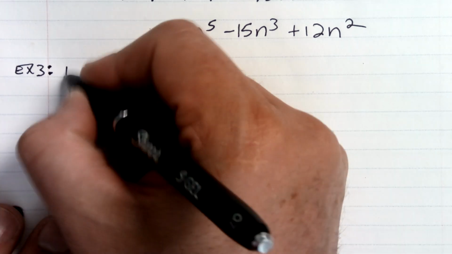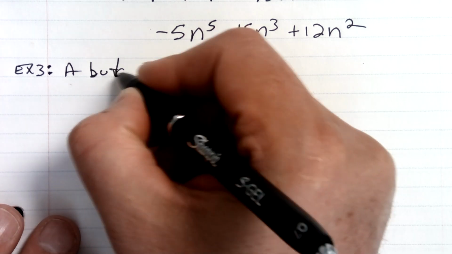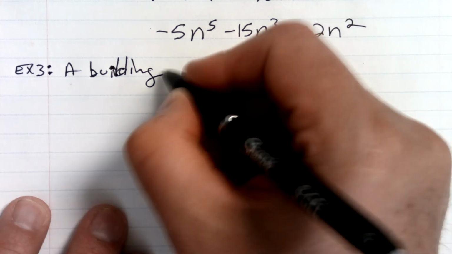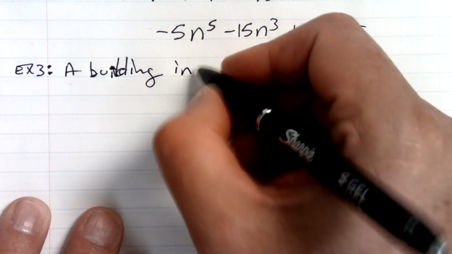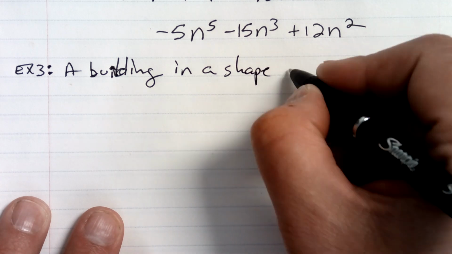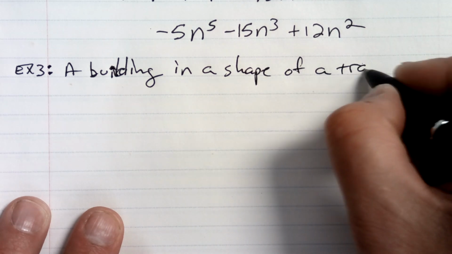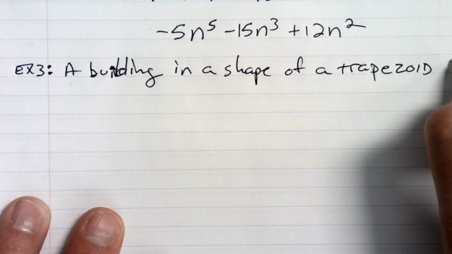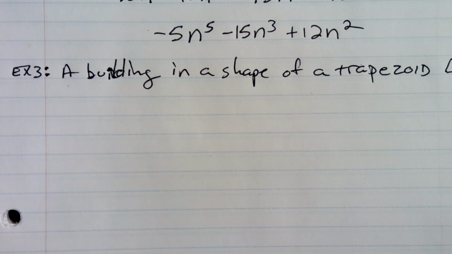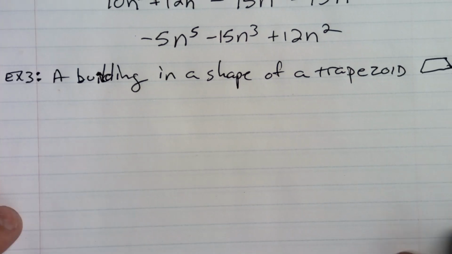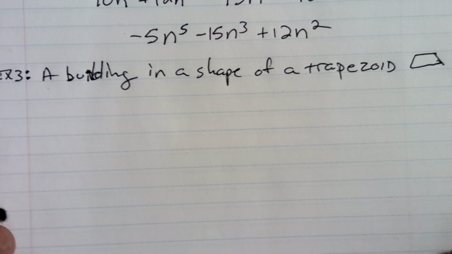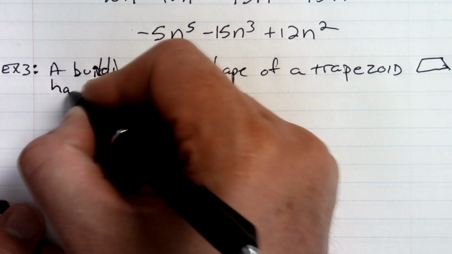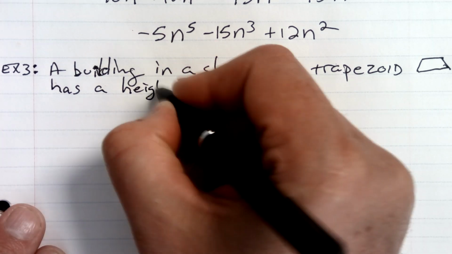This is example 3. A building, and I wrote that very sloppy, I apologize, in the shape of a trapezoid. Does everyone know what a trapezoid looks like? Yeah. Usually trapezoids look something like this. That's called a regular trapezoid. Oops, you can't see it. Hold on. There we go. A building in the shape of a trapezoid has a height of h.